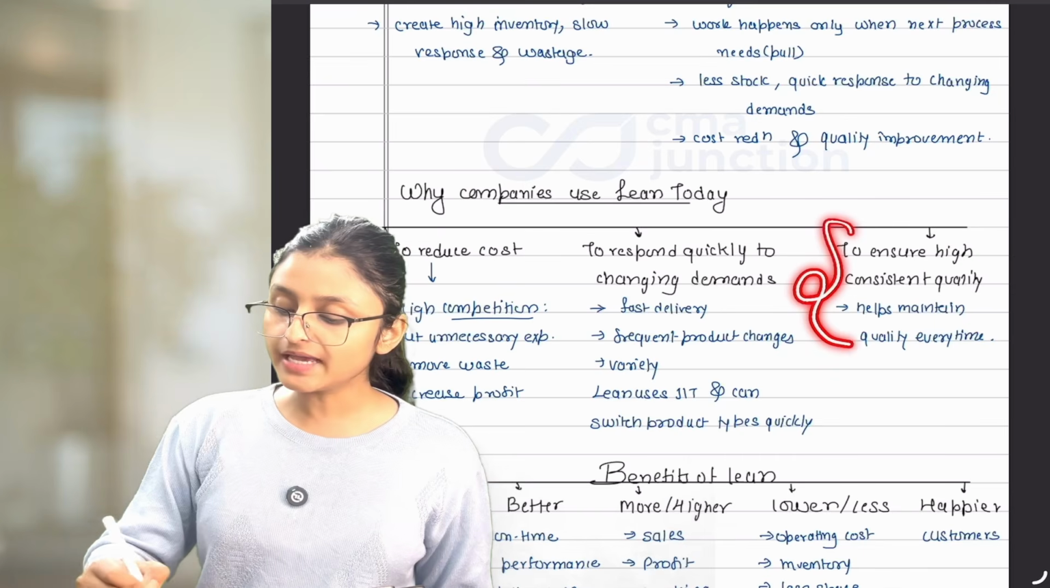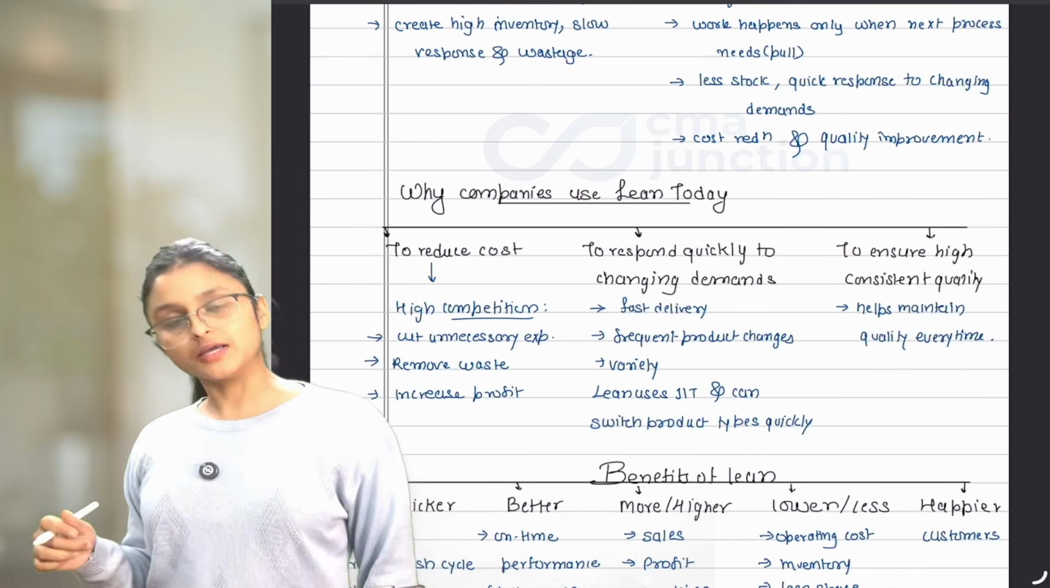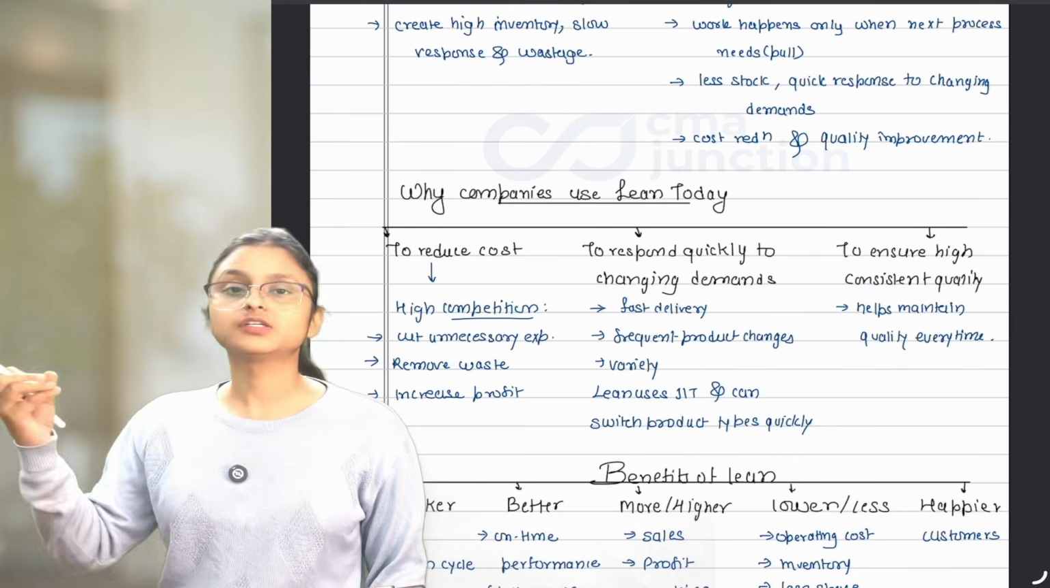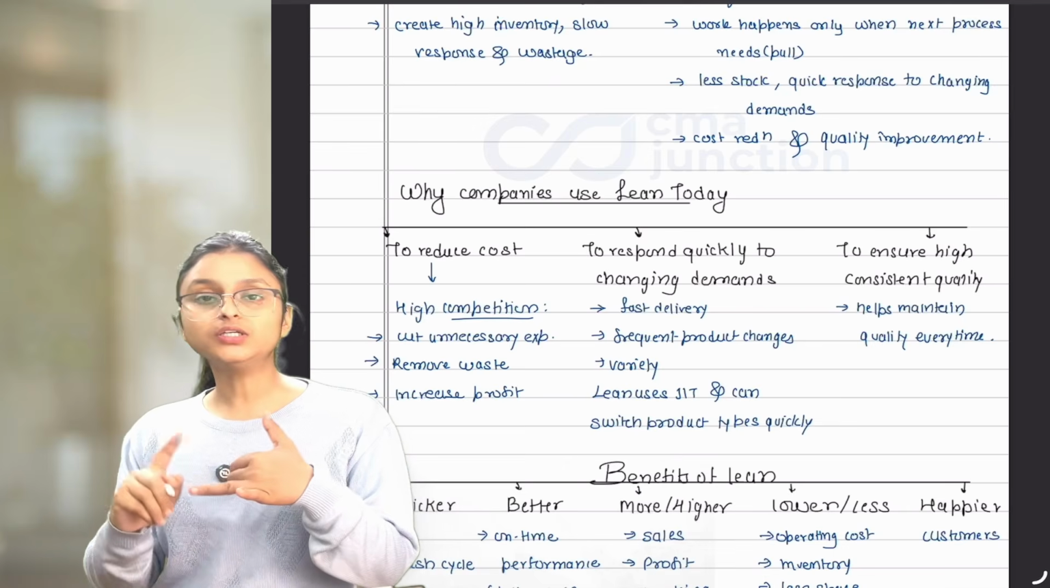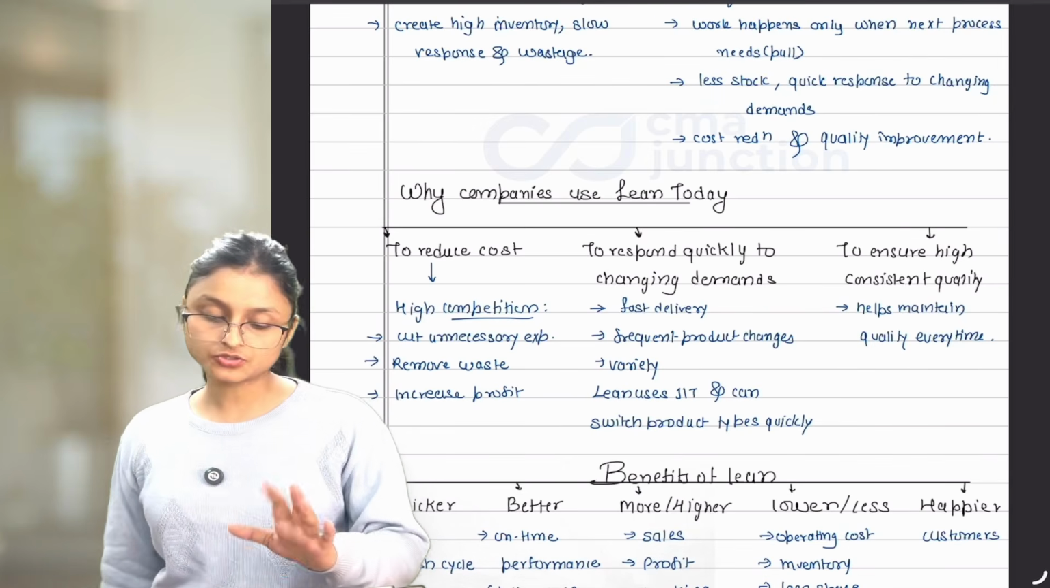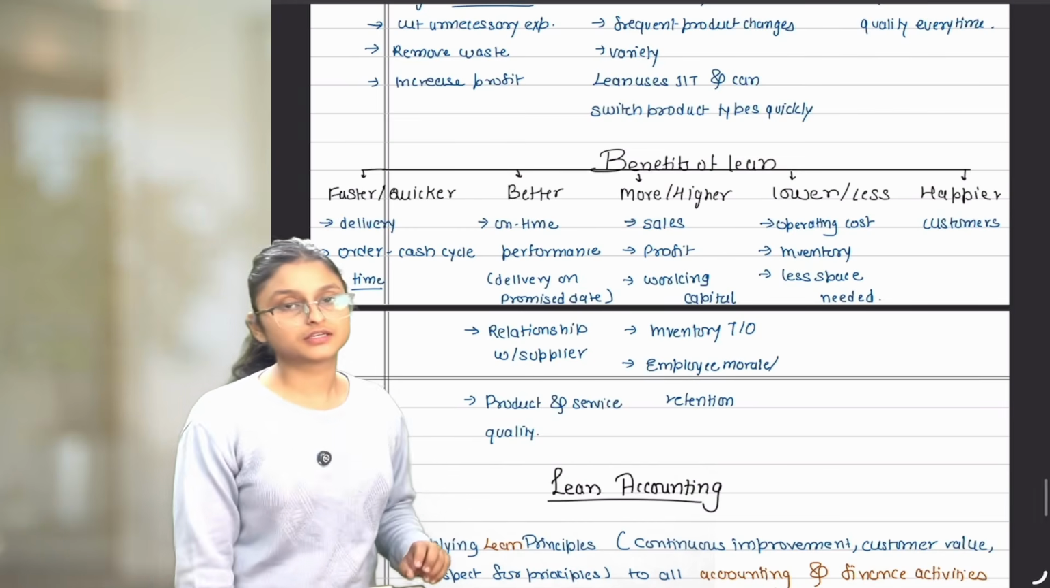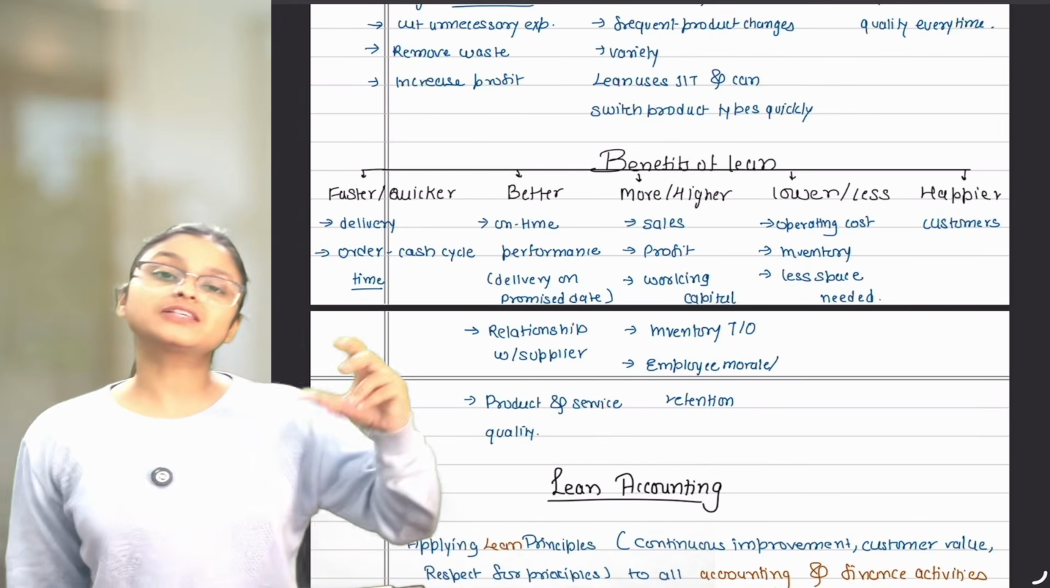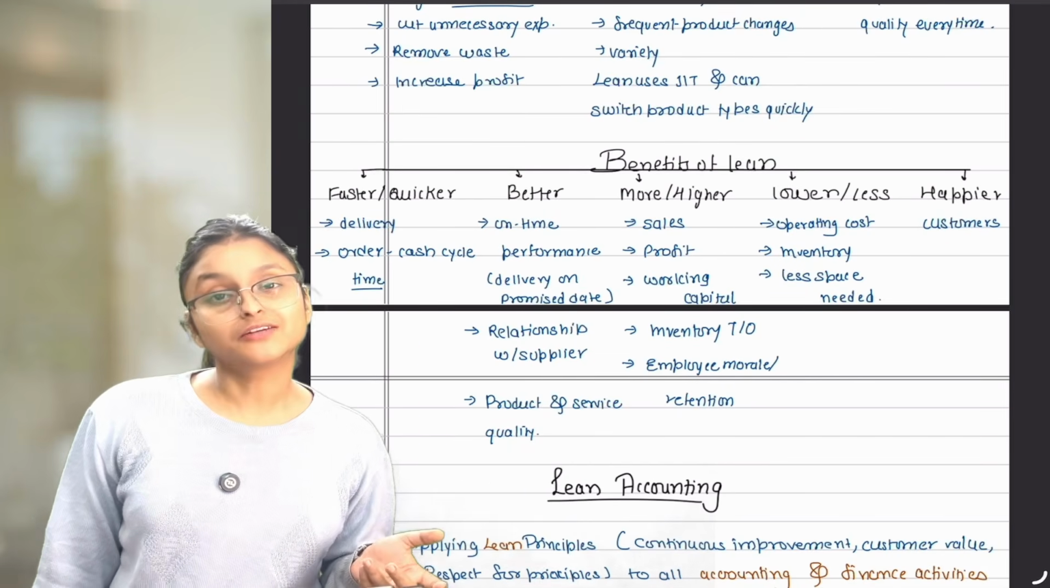To ensure high and consistent quality, we are able to achieve high quality with the help of lean. So it increases quality, reduces waste, and we are able to respond quickly to changing demands. Benefits of lean. So some things get faster and quicker. What all things get faster and quicker?